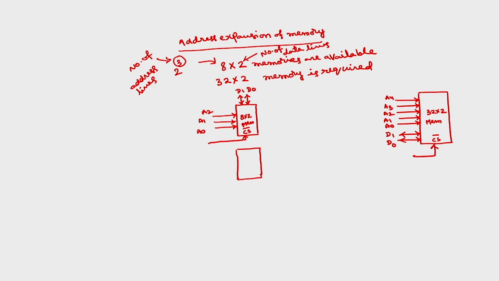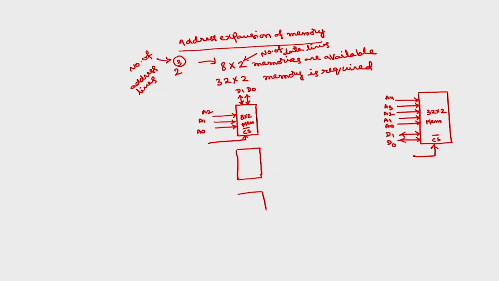Okay. So, how many such 8 by 2 memories are required to construct this? We have 2 extra address lines here compared with the 8 by 2 memory, the additional address lines A3 and A4. Okay. So, using A3 and A4 we can have 4 combinations. So, we require 4 such 8 by 2 memories. So, I will draw 4 such 8 by 2 memories.